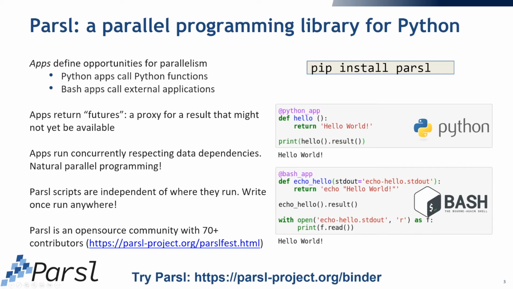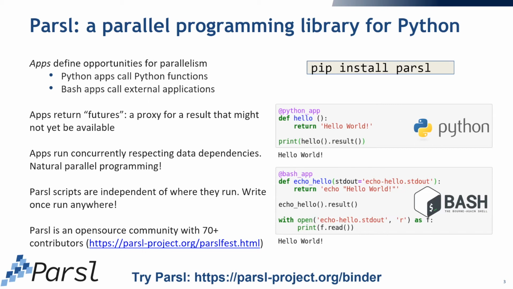So we have a Python app and a Bash app that are represented here with decorators. A Python app, as you might have guessed, runs pure Python code. A Bash app basically just wraps anything else, so it just wraps a command line invocation. The other thing we add is this notion of asynchronous futures.